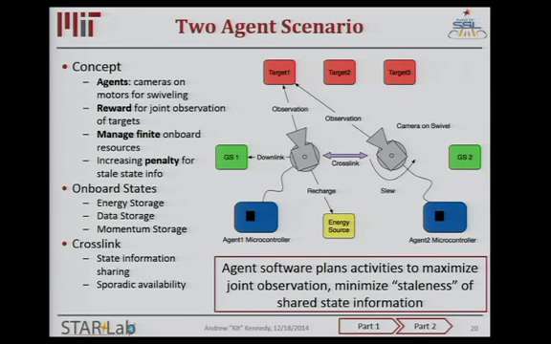But the problem with a real constellation is that you're going to have limited cross-link availability due to orbital geometry constraints and bandwidth constraints. So there's sporadic availability of this cross-link. So I'm designing agent software that goes on both of these two microcontrollers controlling these web cameras, so that it can maximize the amount of joint observation of targets while minimizing the staleness of shared state information between these two agents.